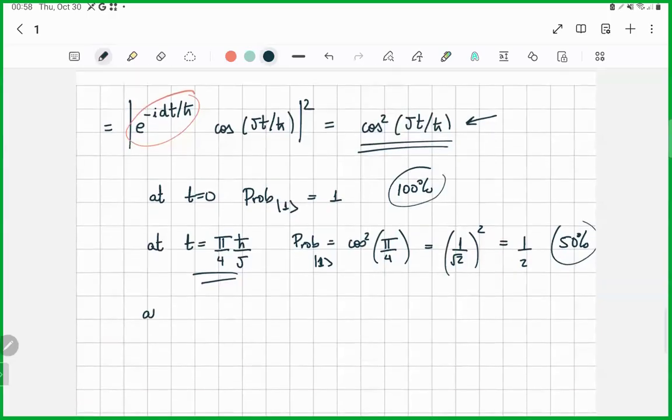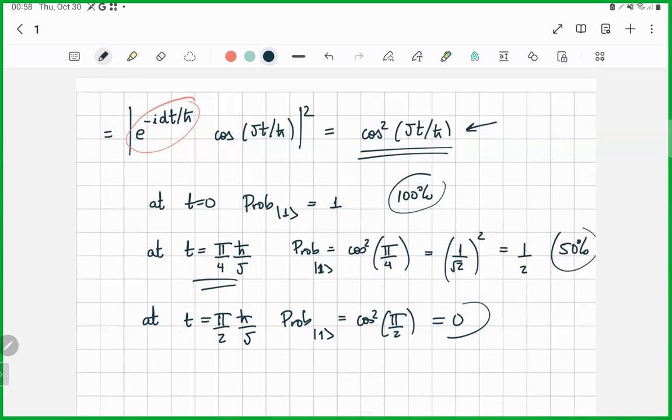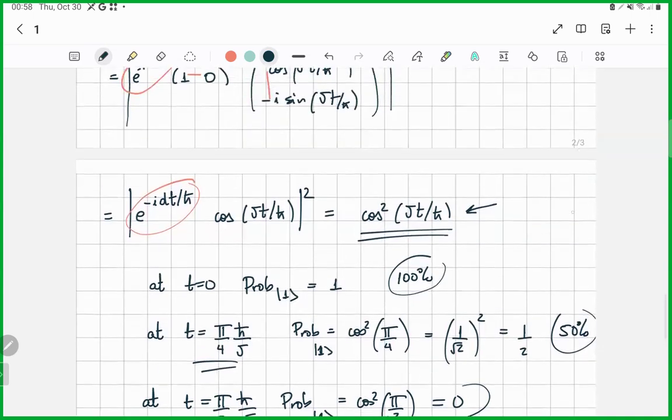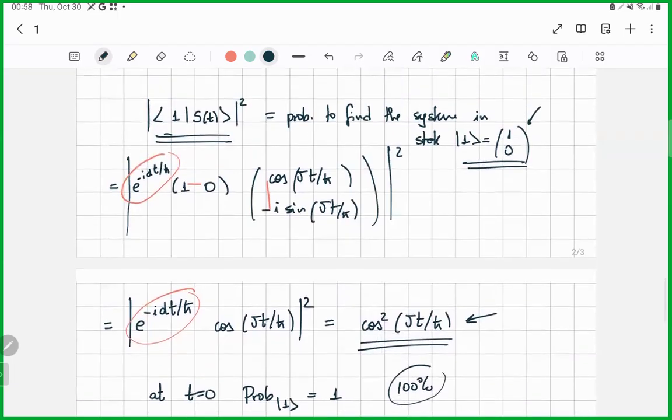Let me pick another time. Time pi over 2, h bar over j. What is the probability to find our system in that state? Well, cosine square of pi over 2 is 0. So you see, the probability changes in time. Okay, there are 2 more additional points that I want to discuss with you with respect to this problem. This is about probabilities, but let's now talk about expectation values.